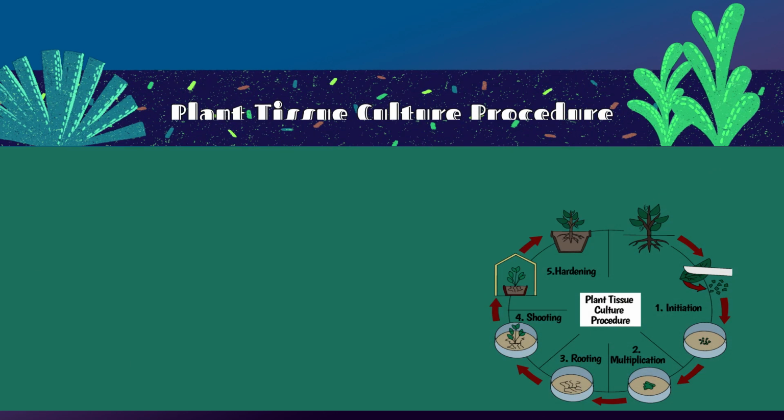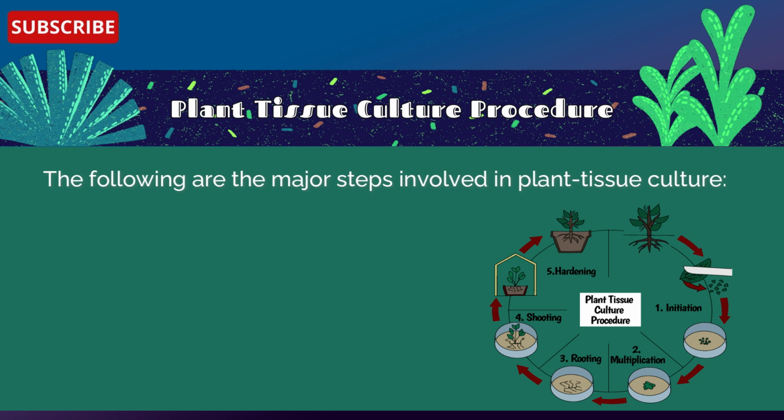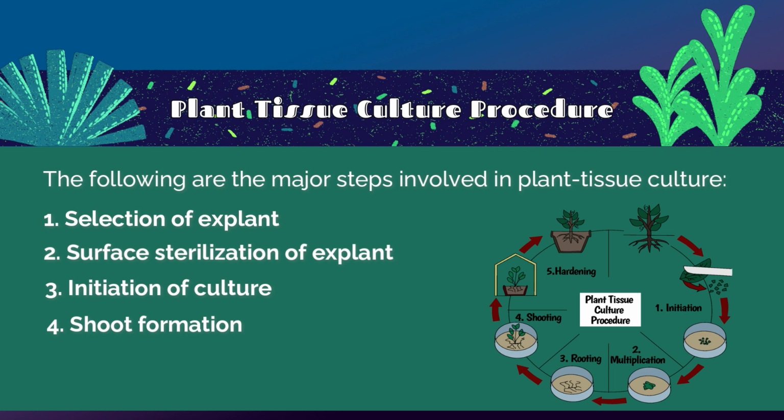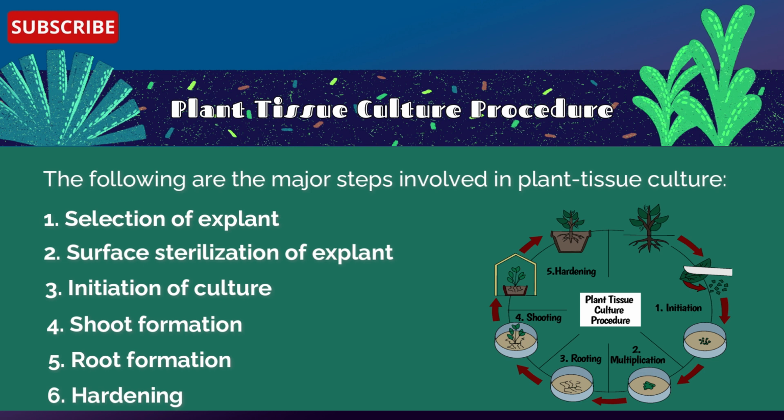Plant tissue culture procedure. The following are the major steps involved in plant tissue culture. Number 1. Selection of explant. Number 2. Surface sterilization of explant. Number 3. Initiation of culture. Number 4. Shoot formation. Number 5. Root formation. And lastly, number 6.